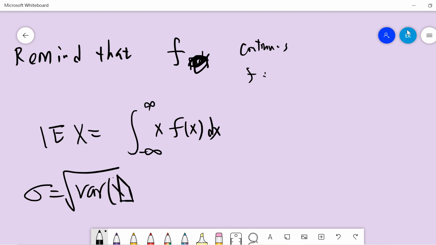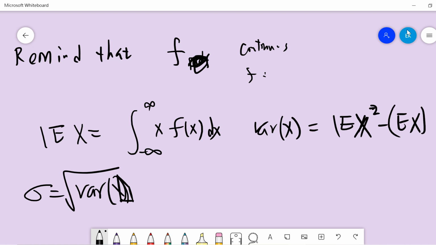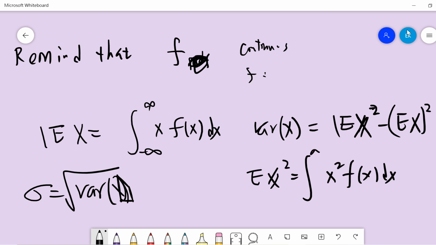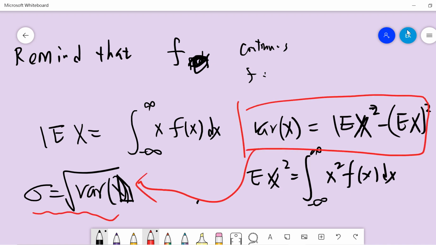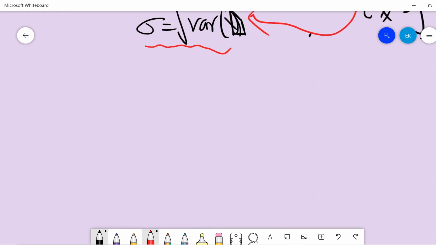So what is this? The variance of X is defined to be the expectation of X squared minus the expectation of X, squared. The expectation of X squared is just the integral of x squared f(x) dx. So we need to find the standard deviation. We first find the variance and then take a square root. Okay, so this is the procedure. How about we just start?